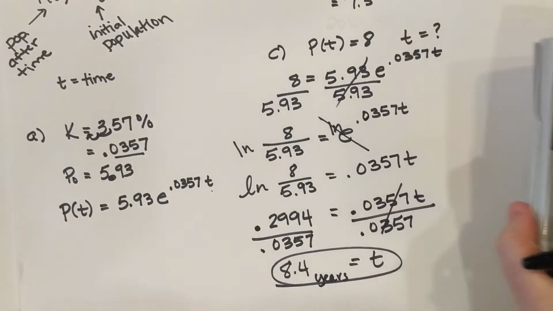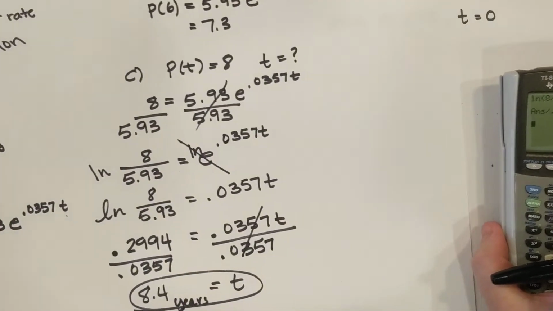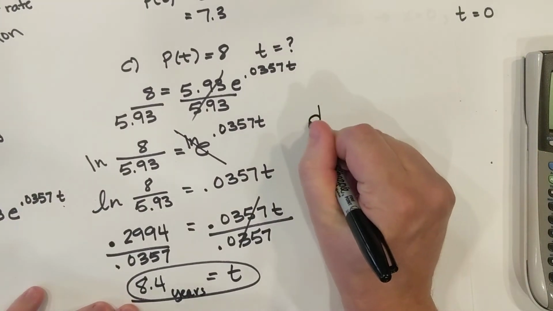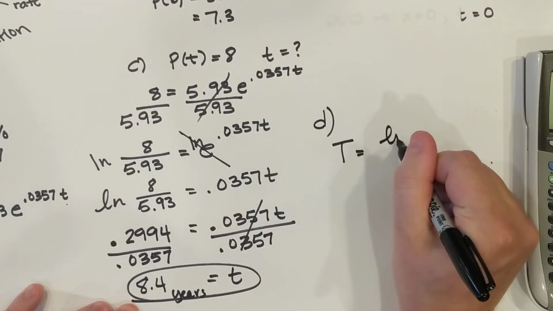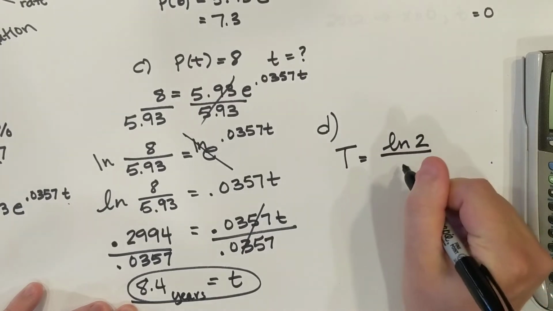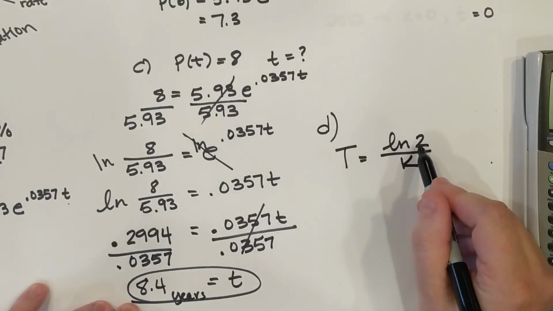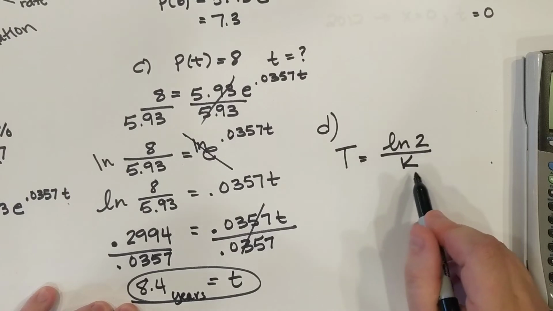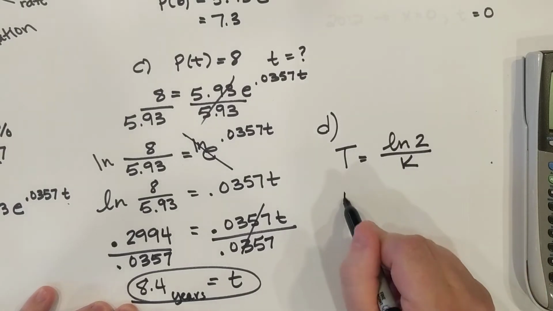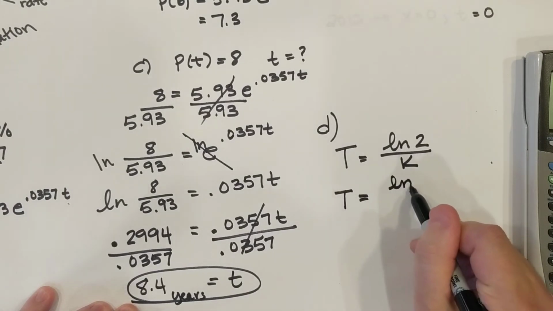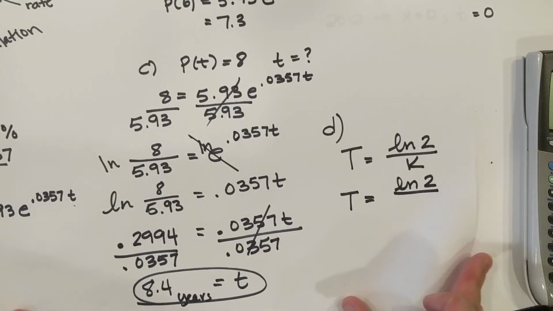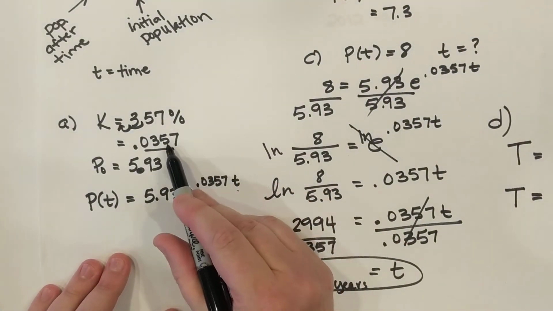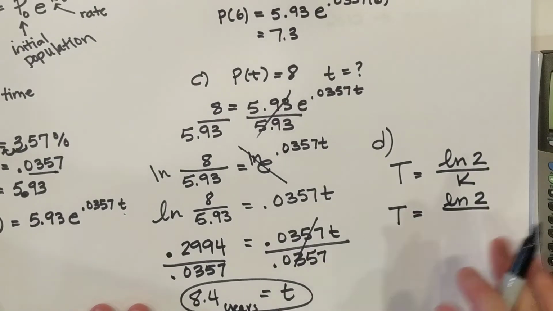Okay, and then the last part is find the doubling time. Part D, that's a lot easier. Doubling time has an equation of this: ln of 2, that's a constant, divided by k. Well, we know what k is. Over there at the beginning, I'll go back, show you, there's k right here. 0.0357, so we plug that in over here.